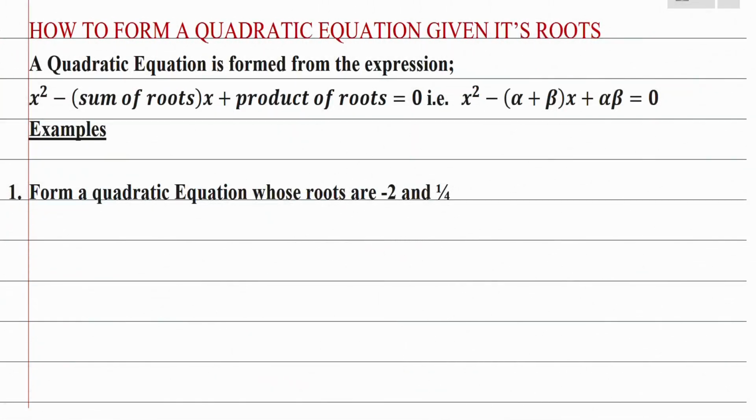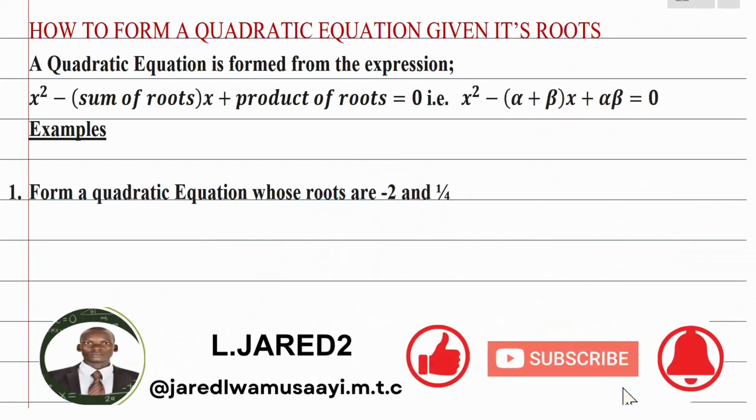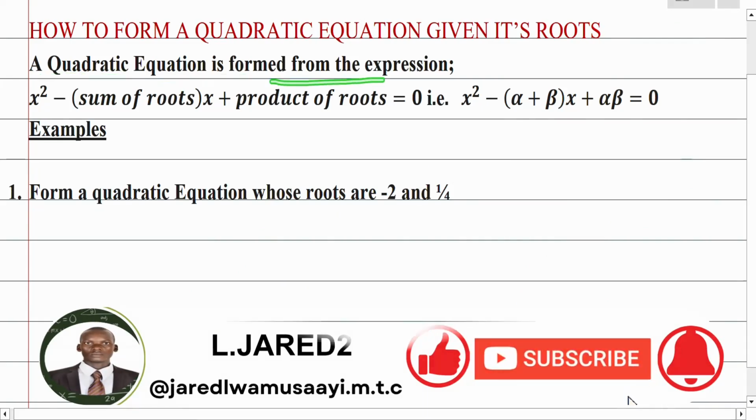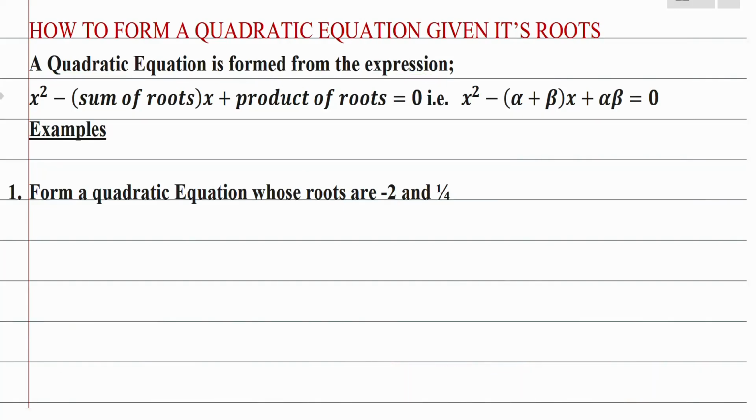Tonight we are looking at how to form quadratic equations given the roots. And here is our subheading: how to form a quadratic equation given its roots. We are saying that a quadratic equation is formed from the expression x squared minus the sum of roots, into x, plus product of roots, equals 0.